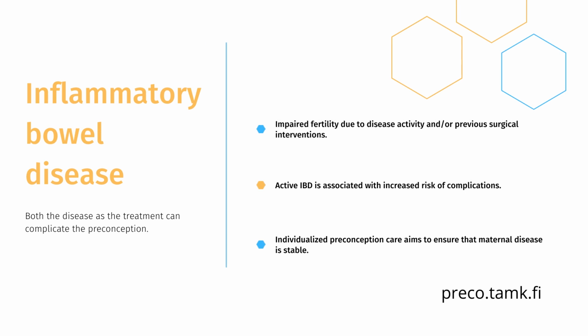Inflammatory bowel disease affects up to 1% of young women and men. Fertility can be impaired in both men and women. This can be caused by both disease activity and previous surgical intervention. Active inflammatory bowel disease at the time of conception or during pregnancy is associated with an increased risk of complications. The primary aim of the preconception care is to ensure that the maternal disease is stable.